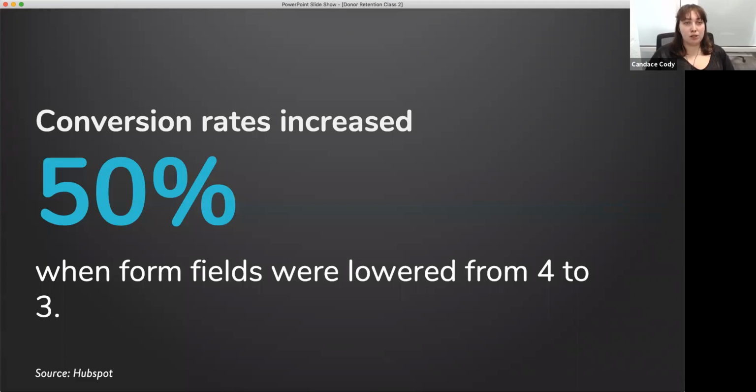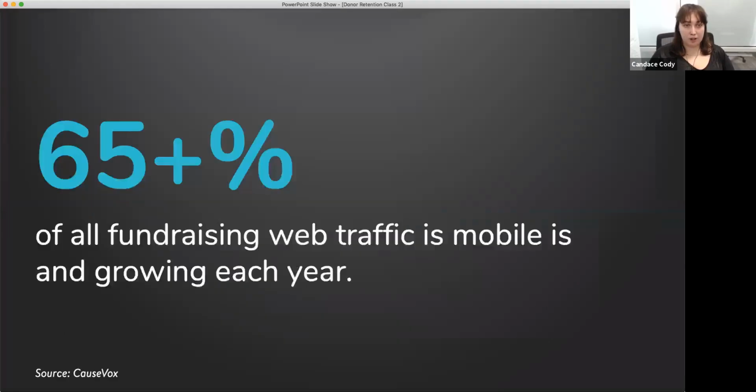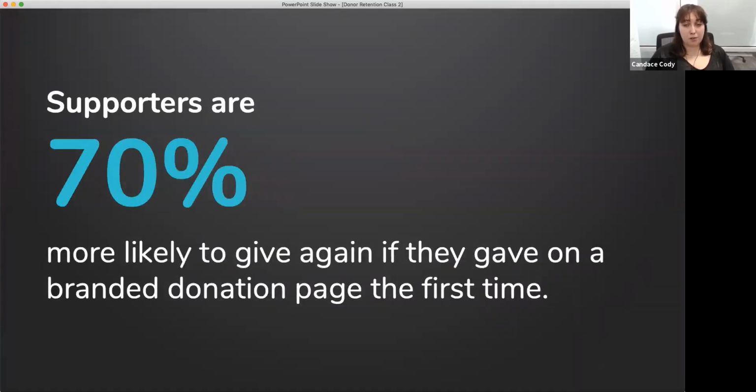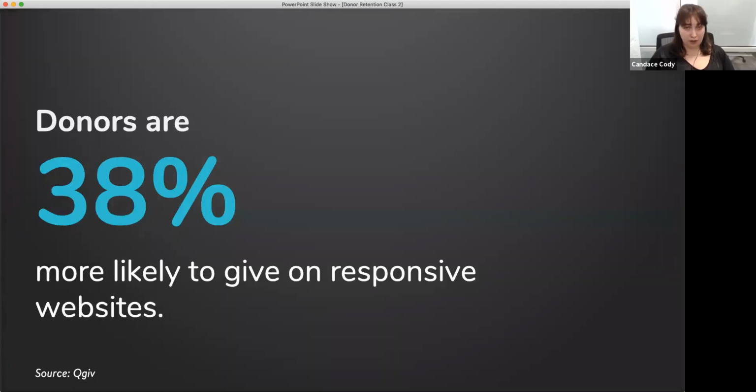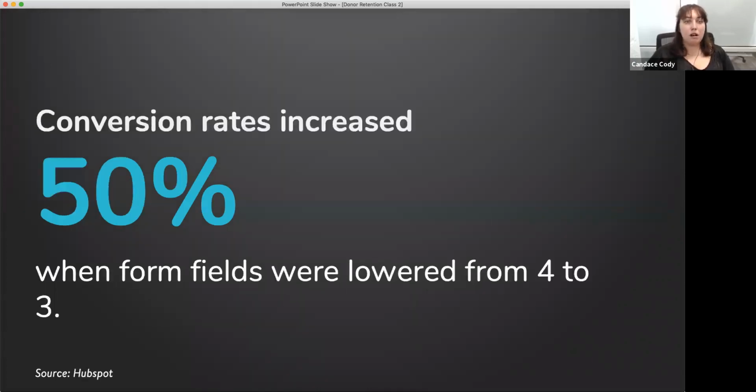All of these things really talk about what donors' expectations are. They expect your donation page to be branded. They expect it to be mobile friendly. They want to be able to easily give on your website. It shouldn't be too hard or take too long or be too difficult. And they also don't want to sit around all day answering all of the questions. You can get a lot of those questions answered through a donor survey after. But when they're actually giving, having the least amount of fields to remove some of that friction makes it really easy for donors.